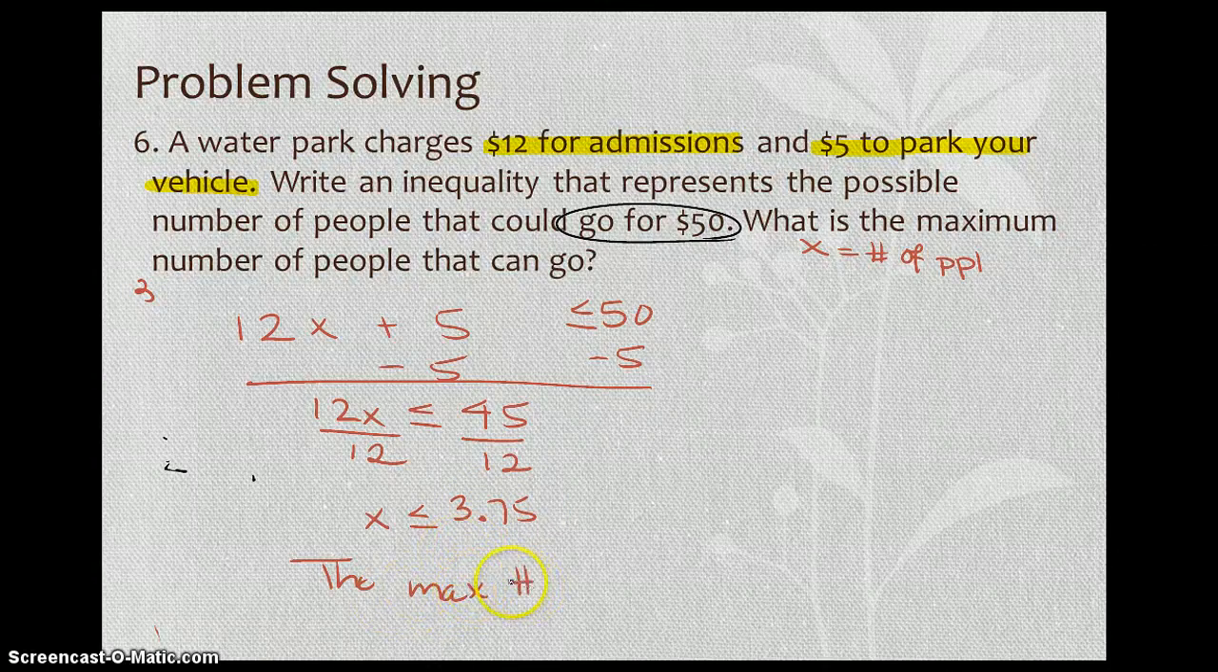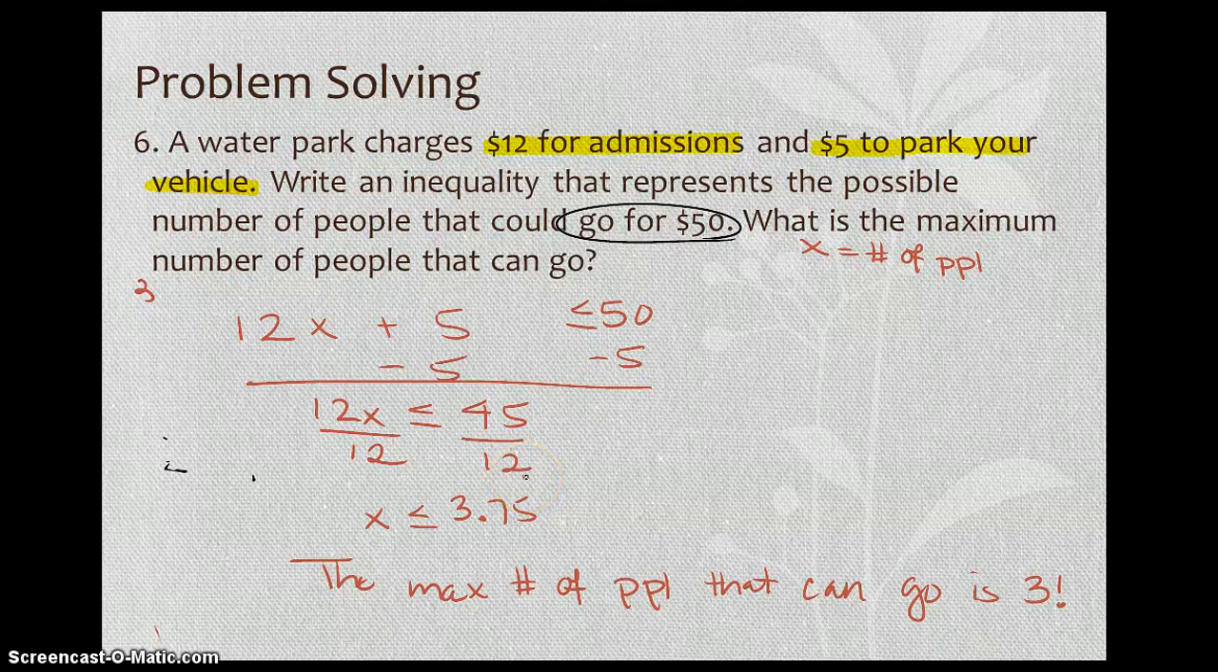The max number of people that can go is 3. So this short person here is just not going to be able to go. It's okay because they won't be able to pass the height requirements. That's kind of mean, and I apologize for my vertically challenged students for that one.